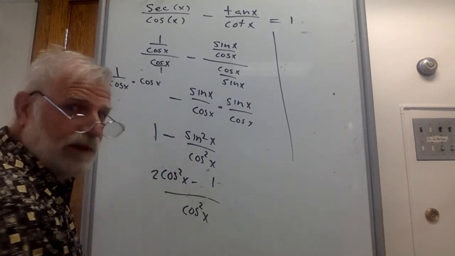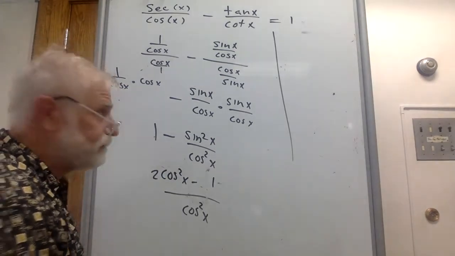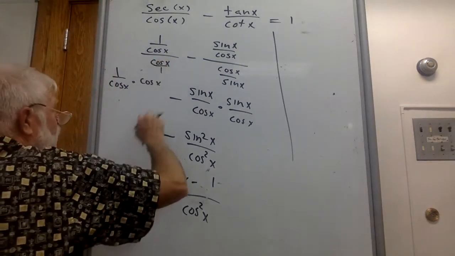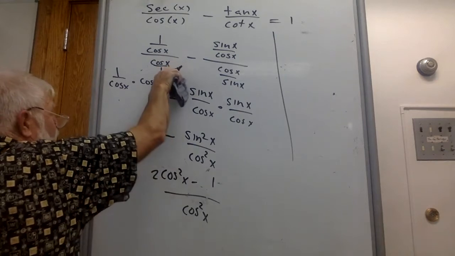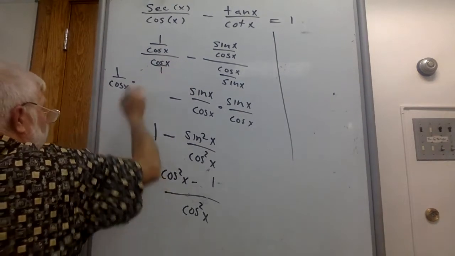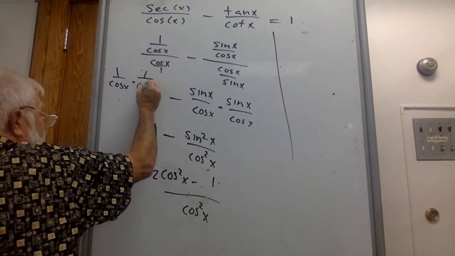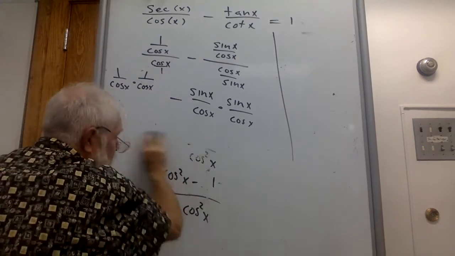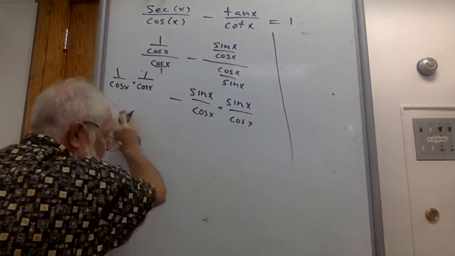Why didn't you yell at me? You should have yelled at me. Okay, talking to you, this should have been multiplying by the reciprocal, which is 1 over cosine x. Okay, so I got to start here. All right, didn't take too long to catch it.